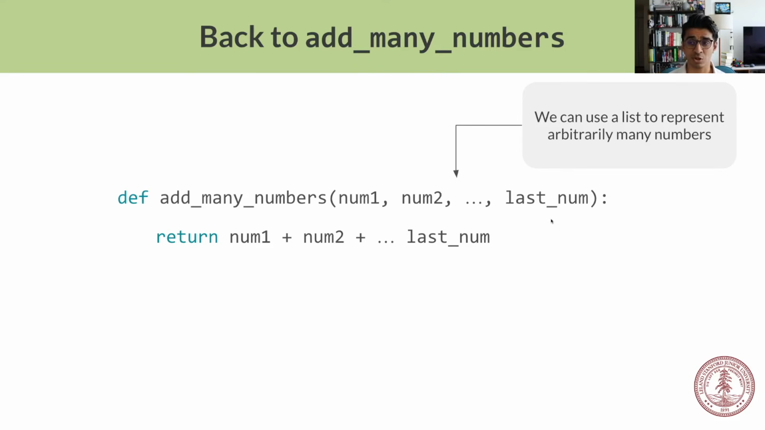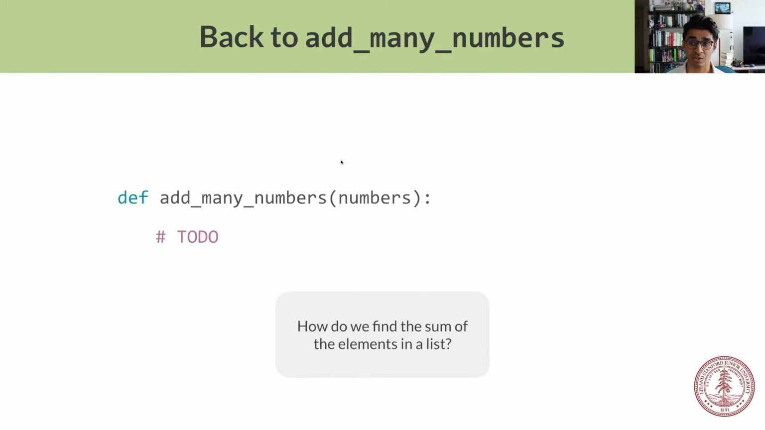So what I think this essentially could look like is a little something like this. Rather than having 50 parameters or 20 parameters or whatever, we have one parameter, numbers, a list, and that list contains 10 elements or 20 elements or 300 elements or however many numbers we want to add together. The question then becomes, if we have this function that's going to pass a list into itself and is going to calculate the sum of the numbers in that list, how do we do that?